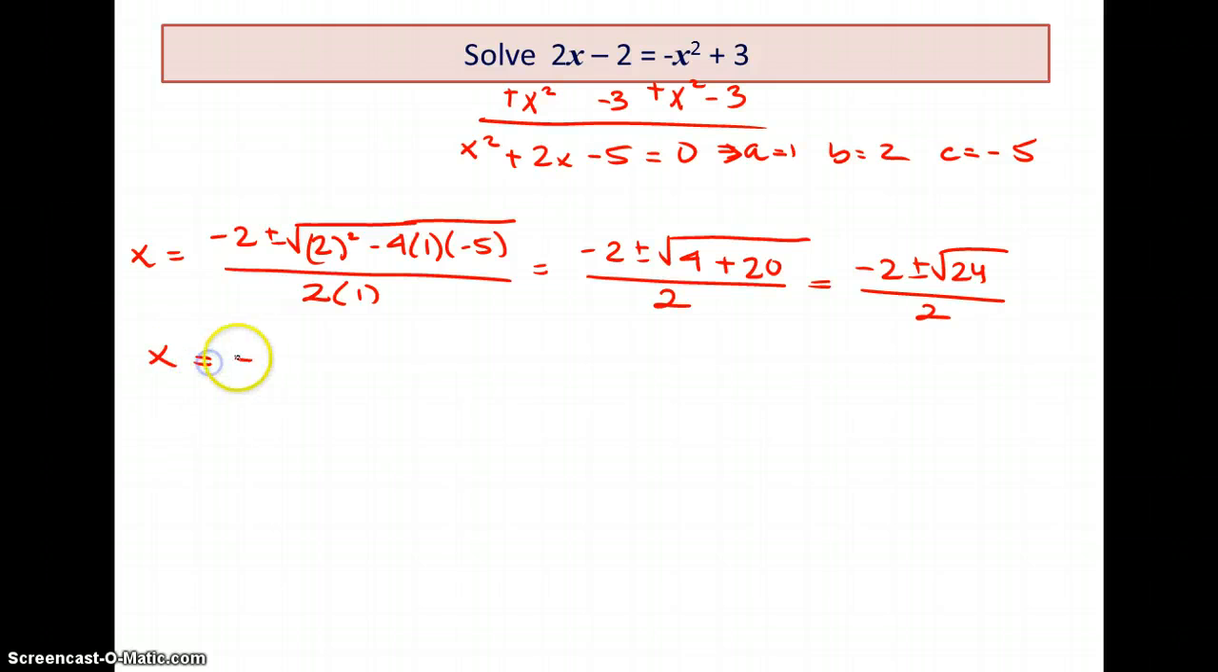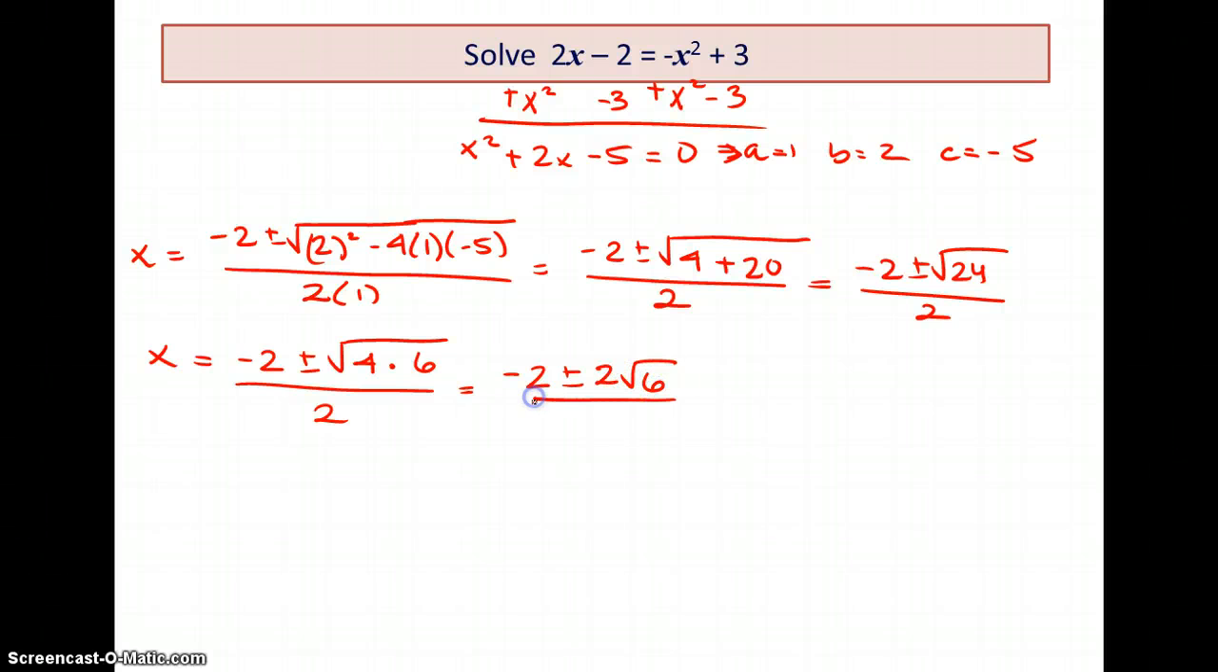Looks good so far. So I'm looking at negative 2 plus or minus, and this is where I put my brakes on. I do not want a decimal answer for this. Instead, since we know our perfect squares, we're looking at 24 and we're thinking, okay, what's the perfect square? 4 is a perfect square, Miss Fitzgerald. So you're going to write 4 times 6 and put it all over 2. From here, you'll simplify. Negative 2 plus or minus the square root of 4 is 2.